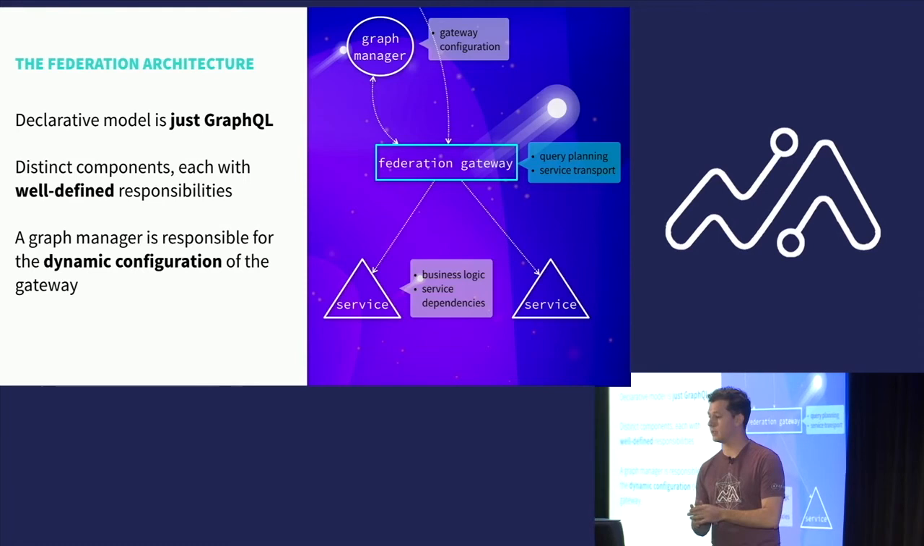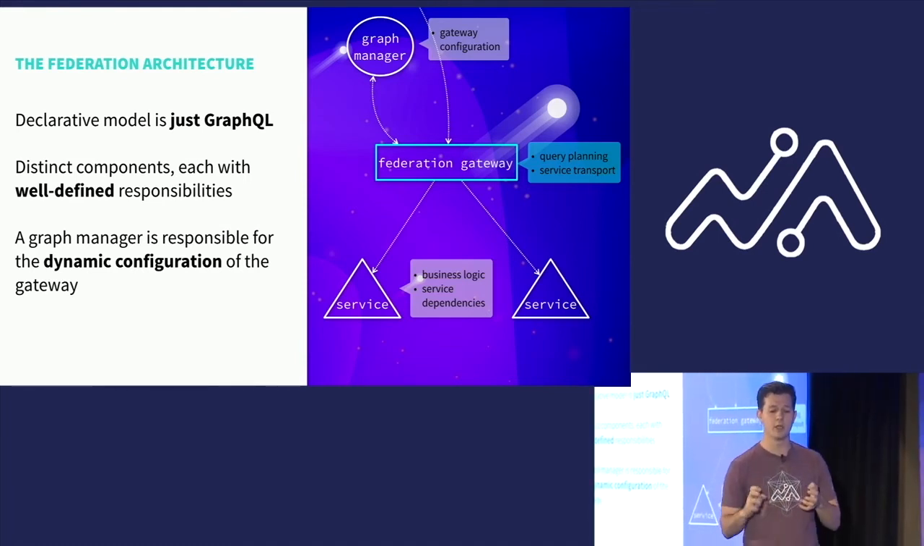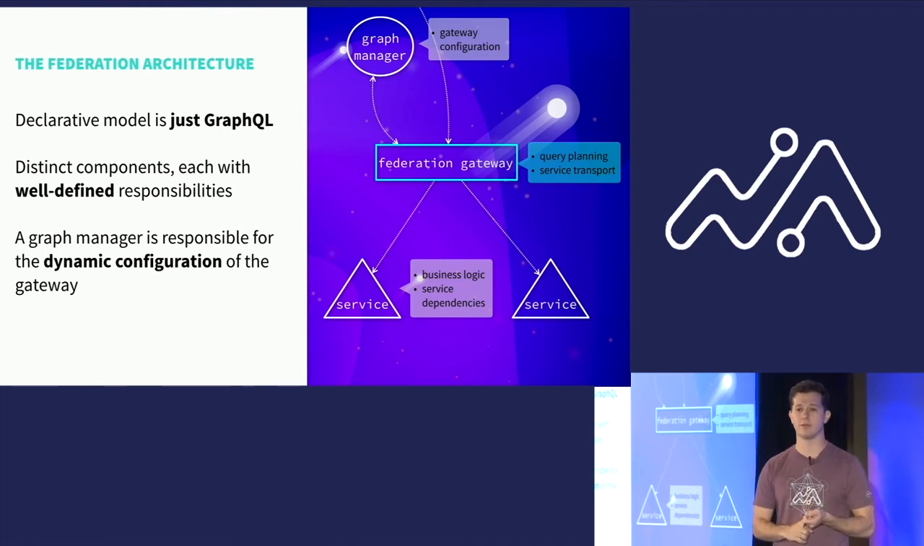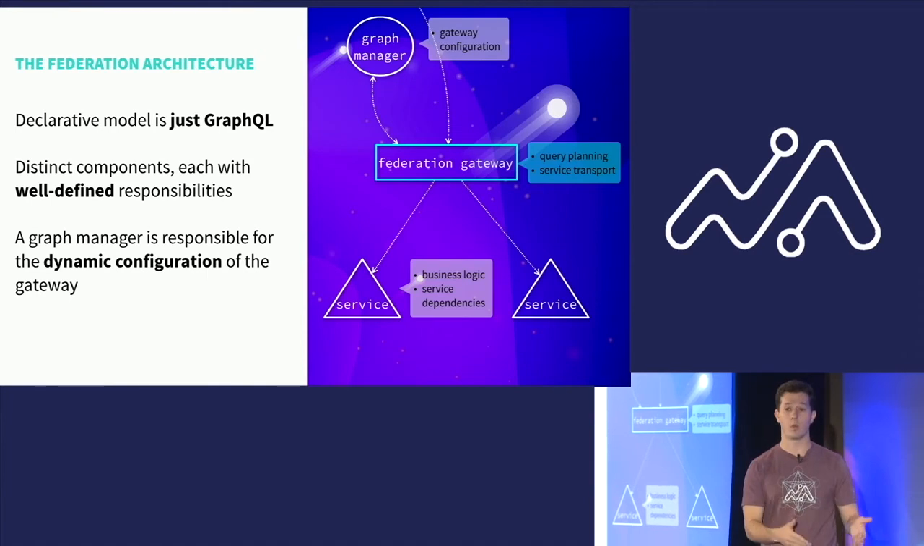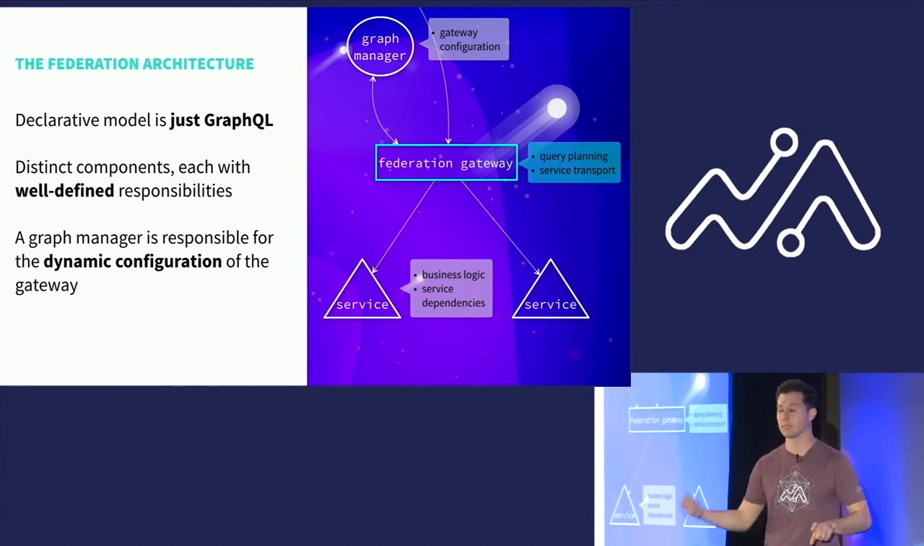The third bit is having a graph manager, some way of managing the dynamic configuration of that gateway. Because the gateway needs to have knowledge of what the underlying services are in order to effectively plan queries and send transports. And that shouldn't be something that happens within the gateway. That should be something separate.